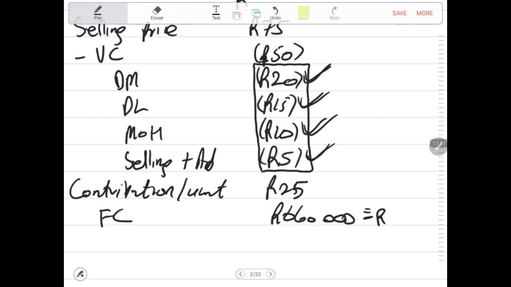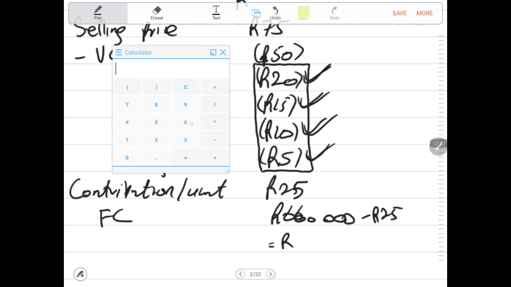For every unit that we sell, we ask how much the contribution is. Our contribution is 25 rand. Then out of that 660,000, we say minus 25 rand, and then we see how much is left of our fixed cost. So 660,000 minus 25 rand. How much do we get? 659,975. This is one unit that we have sold.